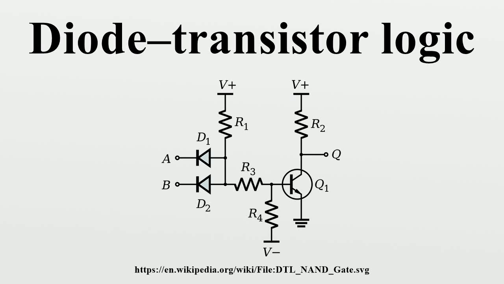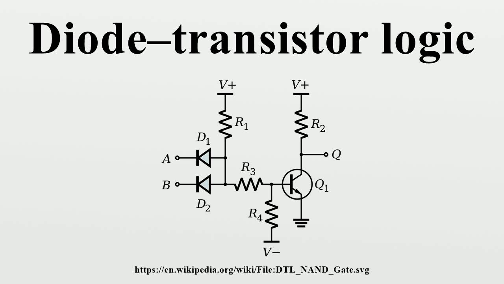Diode transistor logic is a class of digital circuits that is the direct ancestor of transistor-transistor logic. It is called so because the logic gating function is performed by a diode network and the amplifying function is performed by a transistor.